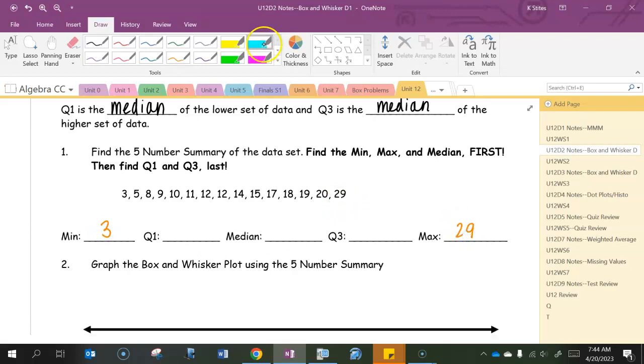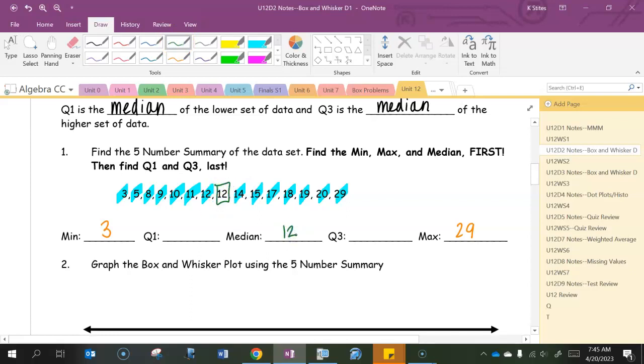To find your median, you're going to do the same thing you did before, just cross off from left to right. I think using a highlighter is really helpful because you can still see the numbers really easily. Left and right, left and right, left and right. There's only one number in the middle. This is my median.